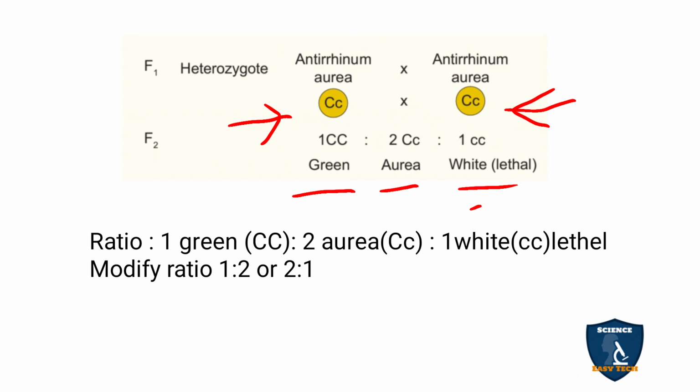But small c cannot produce chlorophyll. So the plant cannot withstand, because without food production, how will the plant survive? So the plant will die at the seedling stage itself. And now we can write this. The ratio can be modified, that is 1:2:1 can be modified as 1:2 or 2:1. Okay, like this we can interpret the codominance ratio.